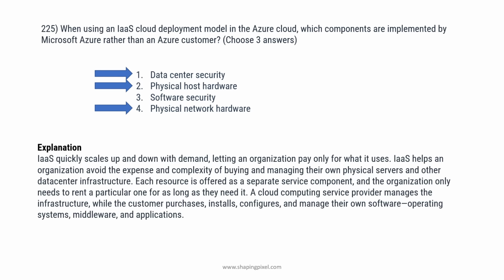Infrastructure as a service quickly scales up and down with demand, letting an organization pay only for what it uses. So infrastructure as a service helps an organization avoid the expense and complexity of buying and managing their own physical servers and other data center infrastructure. Each resource is offered as a separate service component, and the organization only needs to rent a particular one for as long as they need it. A cloud computing service provider manages the infrastructure while the customer purchases, installs, configures, and manages their own software: operating system, middleware, and applications.